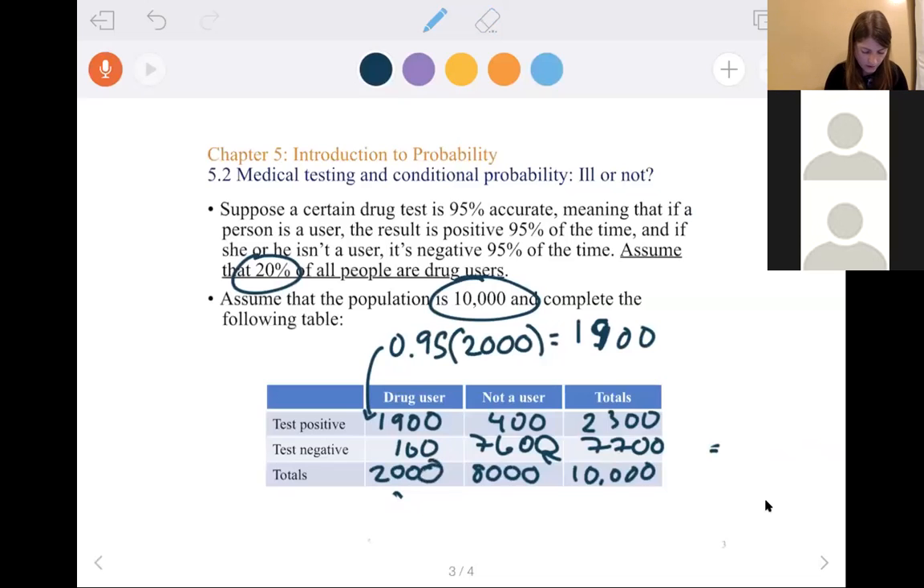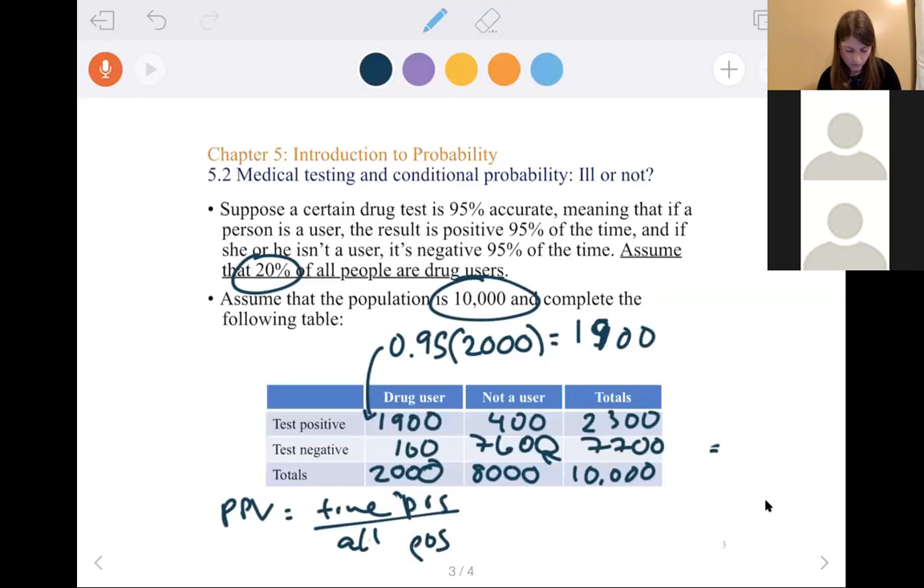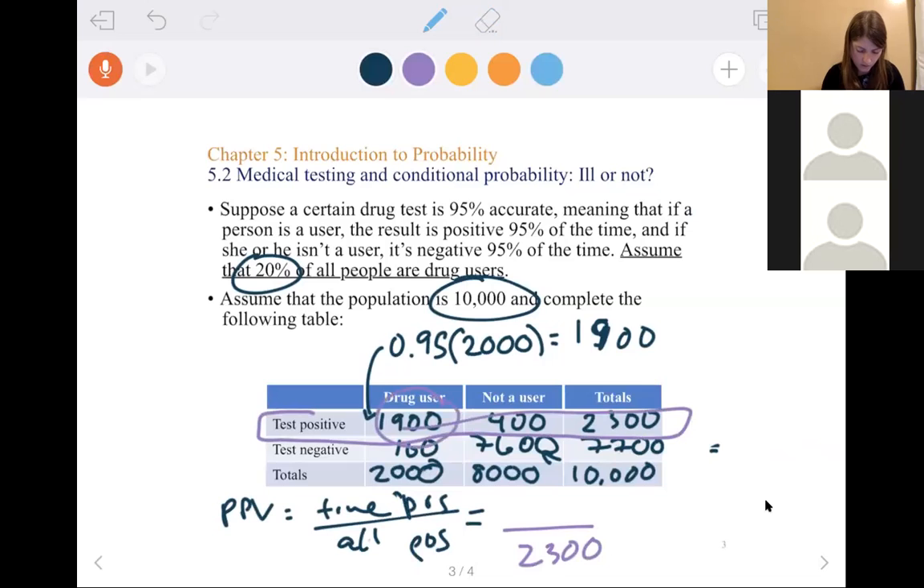So let's think about our PPV first. PPV is true positives over all positives. So think about for this one, we had 2,300 positives. And the true positives were the drug users. Those were the 1,900 out of 2,300. Okay, so I'm just going to pop over to Desmos and do that division for us.